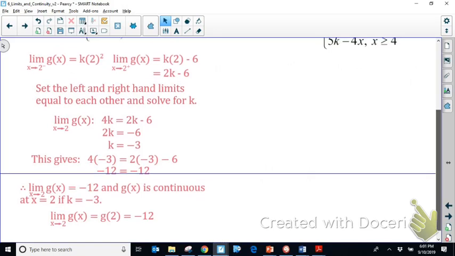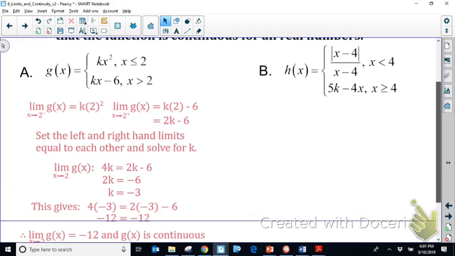Now, if you're feeling adventurous, you can go ahead and pause the video and work out example B on your own, but I'm going to go ahead and continue working here. Now, for this one, the domain restrictions are at positive 4, so that's what we're going to evaluate the limit at.